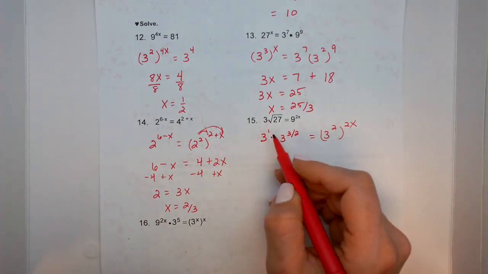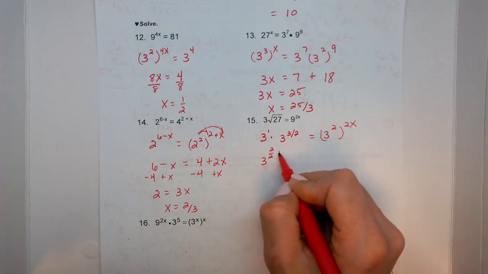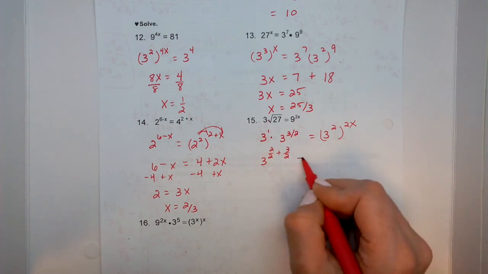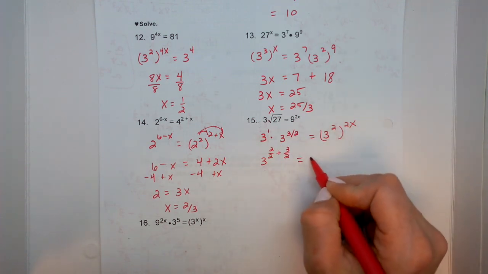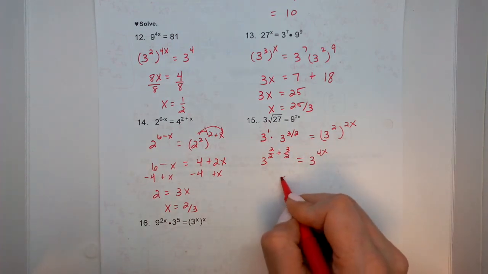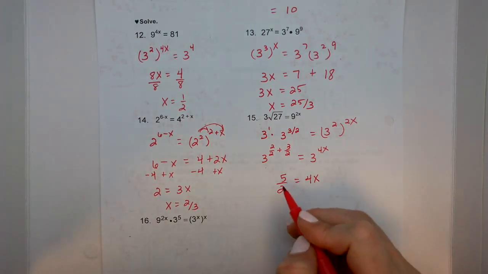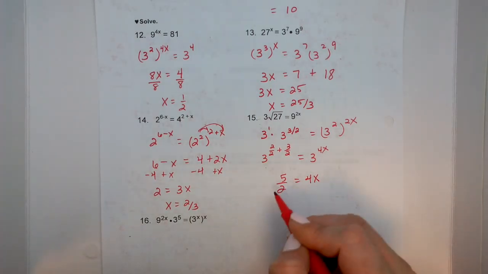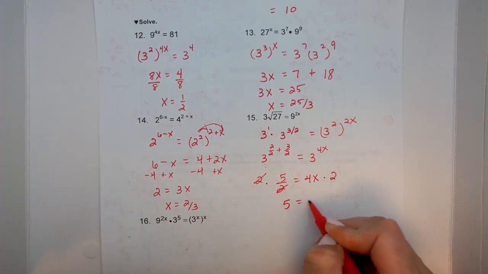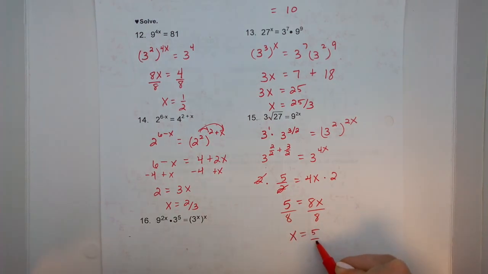So I have the same base. I want to add the exponents. So I have 3 to the 1, which I'm going to write as 2 over 2, plus 3 over 2. Remember, to add these, you have to have a common denominator. Here, a power to a power, you multiply. So we have 3 to the 4x. When I set my exponents equal to each other, I'm going to have 5 halves is equal to 4x. Okay? Now I'm going to go ahead and get rid of the fraction because I think that's the way most of my students like to work these. So you have 5 is equal to 8x, divide by 8, x is equal to 5/8.